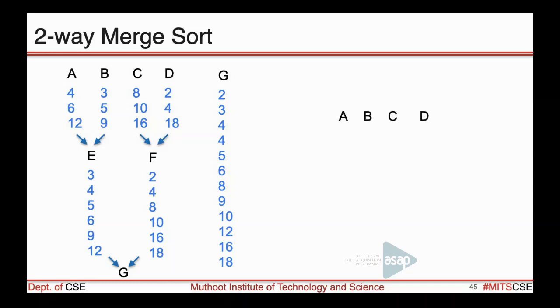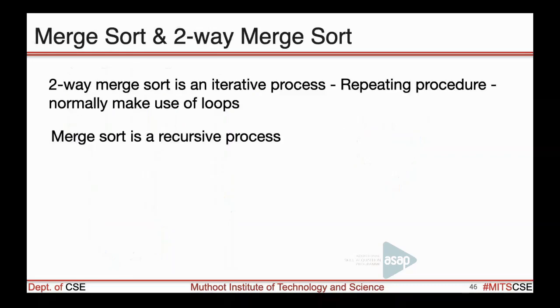Okay. I can do the same process in a different manner. I will be merging A and B to form E. To that E, I will be merging C. To the result, I will be merging D. So in any manner, I can do the process. 2-way merge sort, how is it different from merge sort? We will discuss that when we discuss merge sort. But we have to just see how it is different from 2-way merge sort.